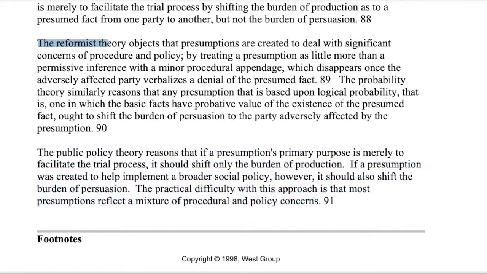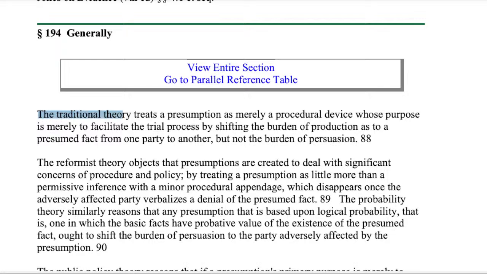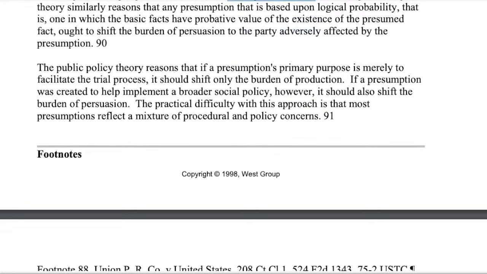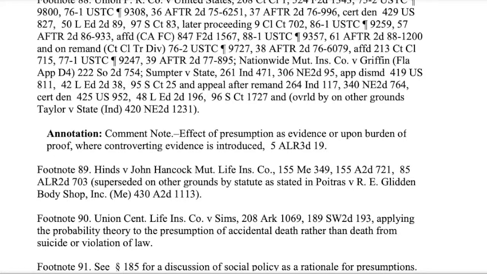So we have a public theory, a reformist theory, and a traditional theory. There's also the probability theory, and it's based upon the logical probability. So, as it's saying here, is little more than permissive inference with minor procedural appendage. So there's some procedures added with the inference, right, which disappears once the adversely affected party just verbalizes a denial of the presumed fact. Interesting here, and we get our footnotes that we've already been over here.